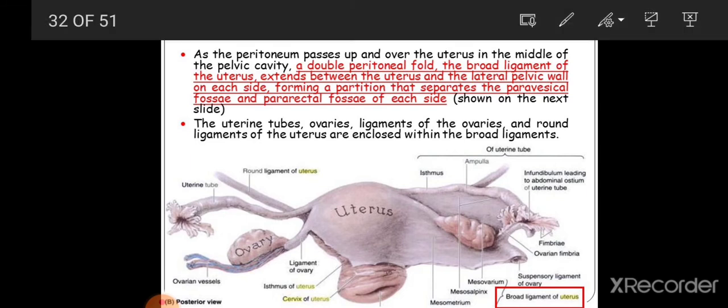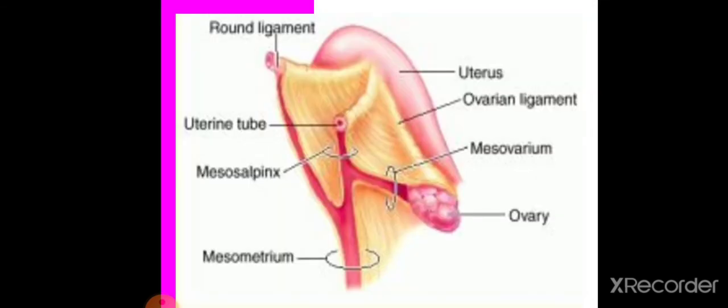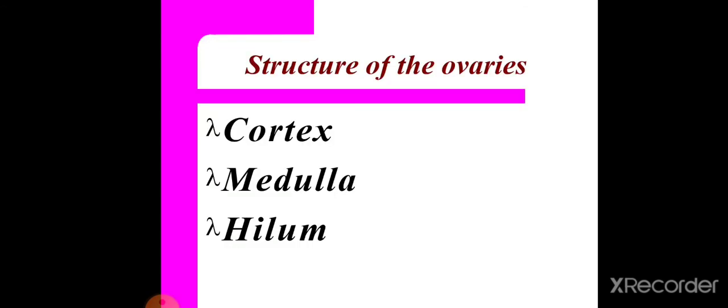So here we can see this is the broad ligament where we can see the enclosure of different tubes and ligaments into the broad ligament. So here we can see the broad ligament, round ligament, mesosalpinx and mesoovarium. These are again the peritoneal folds. Now the structure of the ovary contains the cortex, medulla and the hilum.